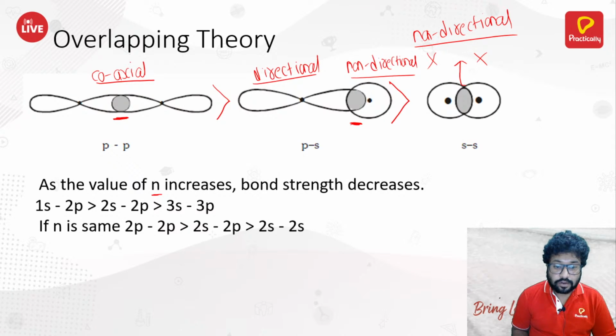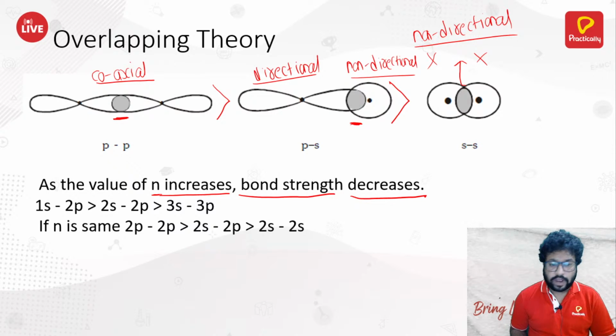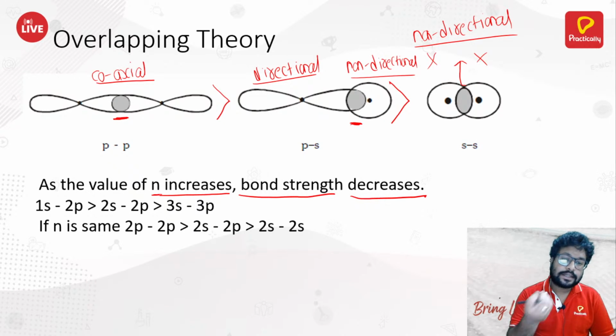Mind this point: as the value of n increases, the bond strength decreases. Look here, I'm showing you here 1s, 2p, 2s, 2p, 3s, 3p. So what happens as the number increases, the density with which electrons are packed decreases. As the density with which electrons are packed decreases, obviously it will weaken the bond. Okay, so as the number n increases, the bond strength decreases.